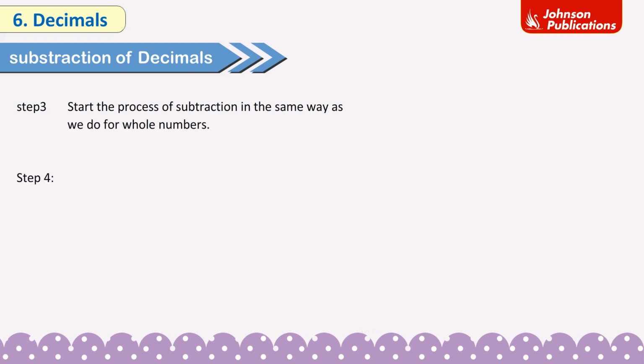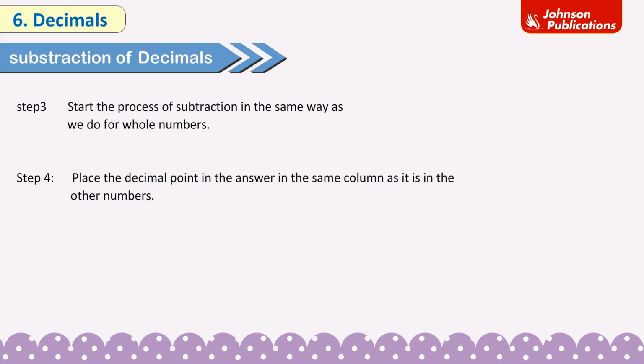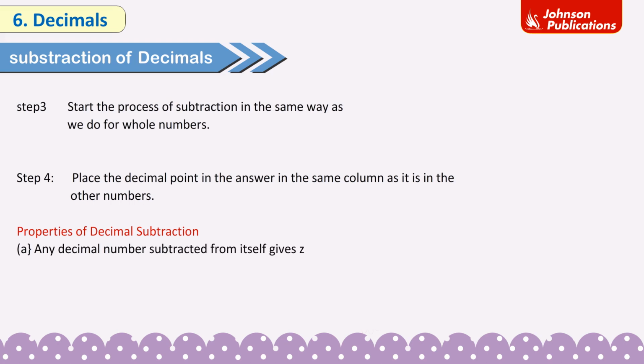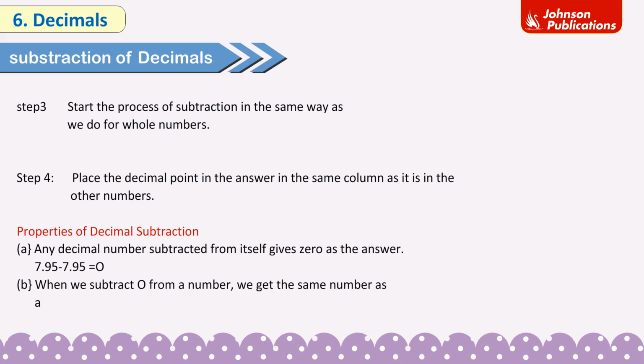Step 4. Place the decimal point in the answer in the same column as it is in the other numbers. Properties of decimal subtraction. A. Any decimal number subtracted from itself gives 0 as the answer. 7.95 minus 7.95 is equal to 0. B. When we subtract 0 from a number, we get the same number as the answer.